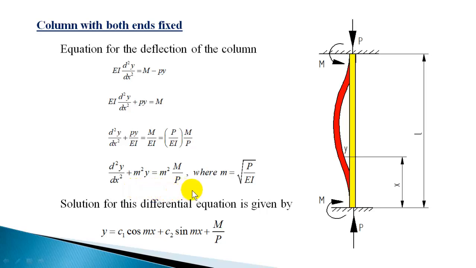Now the solution for this differential equation is given by y is equal to c1 cos mx plus c2 sin mx plus M by P. So this is the solution for this differential equation. Now we have to substitute the end conditions to find the constants c1 and c2.